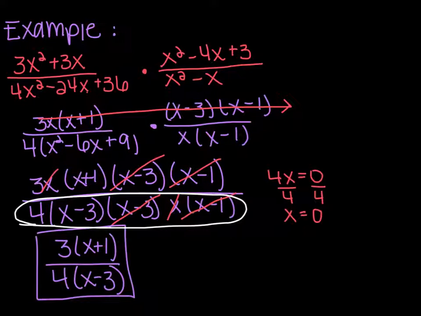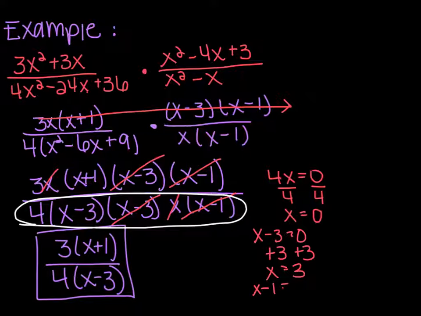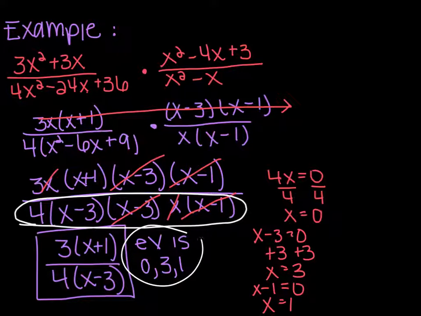I'm now going to set up x minus 3 equals 0. You're going to add 3 on both sides. So x equals 3. And then lastly, I have x minus 1 equals 0. So x equals a positive 1. So my excluded values are 0, 3, and 1. You need both parts to have your full answer correct.